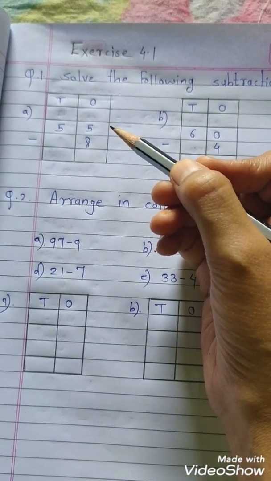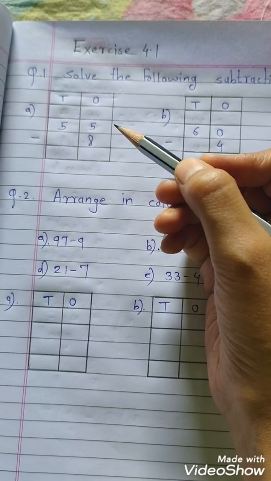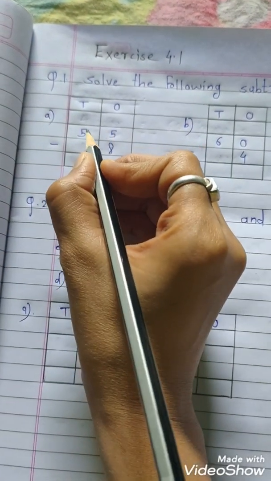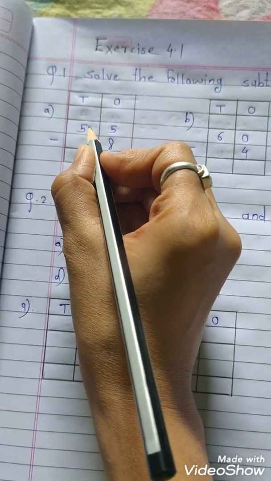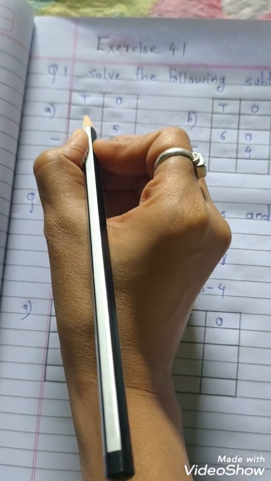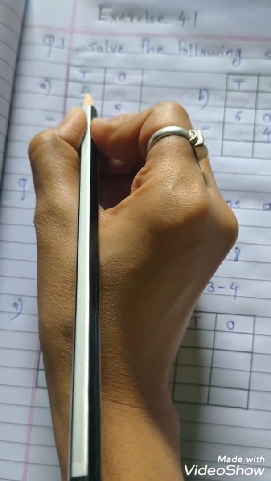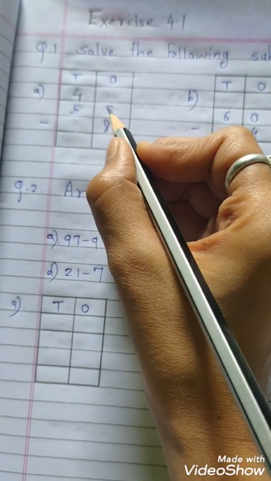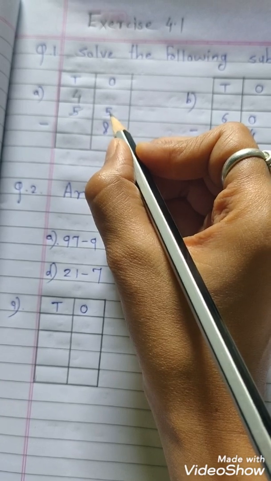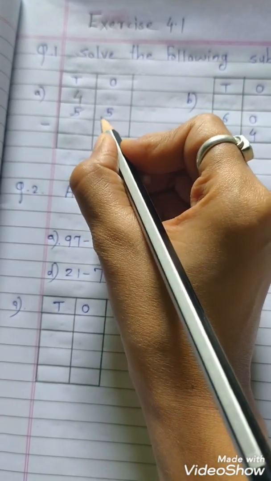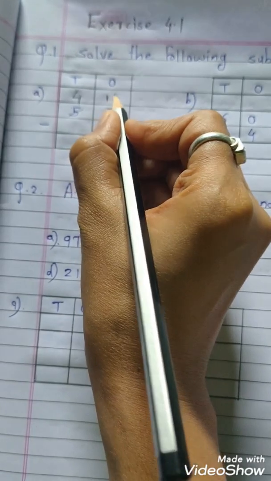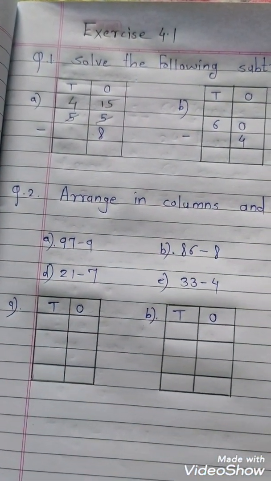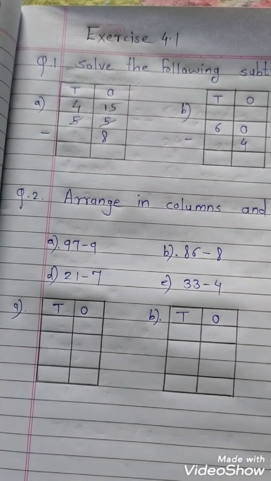Now next is 5. So 5 can give us 1. Yes, so we will take 1 from 5. How many remain? That is 4. So we will write 4 on the top of it. As it is giving us 10, 10 plus 5 becomes 15. So we will write 15 on the top of 5. Now the first number is bigger than the second one. Yes, so subtraction will be possible.